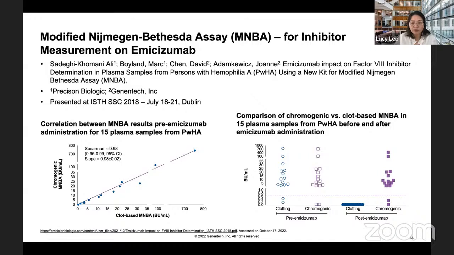So the open circles and squares show you that both tests perform very similarly in the pre-emicizumab setting, but in the post-emicizumab setting, what you have in the clot-based assay is a false negative readout, and this is directly the result of the shortening of APTT overexpression of factor VIII activity, leading to this negative false result. And the way you can mitigate against this is through the use of a bovine chromogenic Bethesda assay.